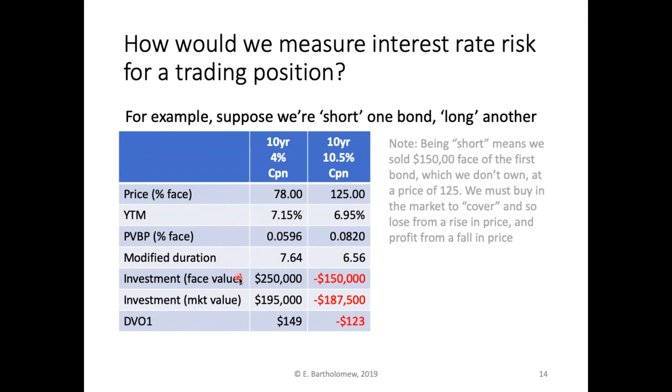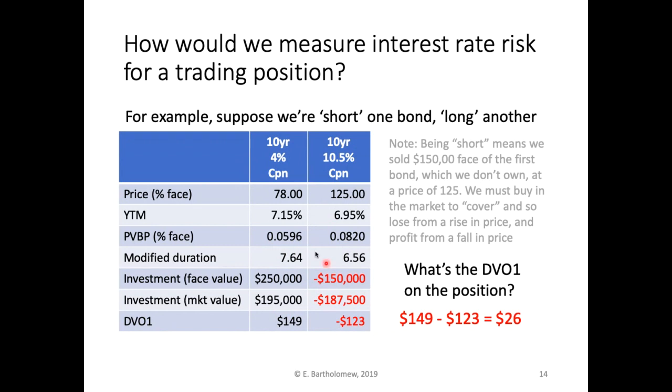So suppose we have 250,000 invested in this 10-year 4% bond, and we have a short of 150,000 face of the 10.5% 10-year bond. And we have already calculated PVBPs on each of those bonds, so we can calculate the DV01 on each of the bonds. But since this is a negative investment, negative face value investment, we'll get a negative DV01. So that means the net DV01 on the entire position will be $26.